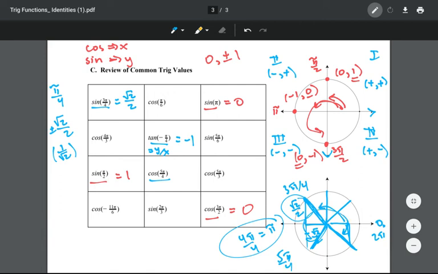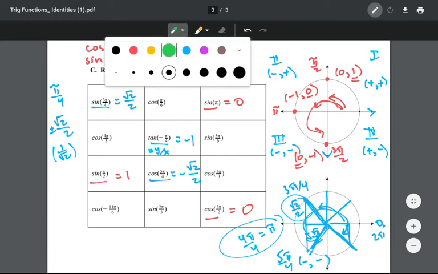I again have an isosceles right triangle, but everything's negative in this quadrant. I have a cosine. I better put a negative on that radical 2 over 2. And I think I got all of them. Okay, great. Let's go to our green pen.